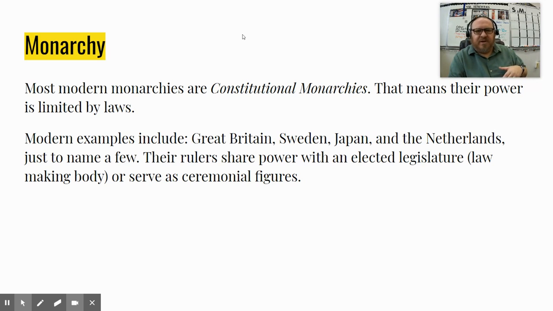Okay, so we have Great Britain, Sweden, Japan, and the Netherlands, just as a few that still have kings or queens or emperors, but they're more of a ceremonial figurehead. They don't really have a whole lot of power, like the Queen of England. Yeah, she's a queen. She lives off of everybody's taxes, but she doesn't have any political power. The most political power she has is when they choose a prime minister. She says yes or no, and that's it. That's all of her political power.